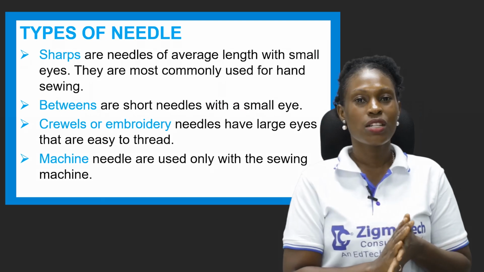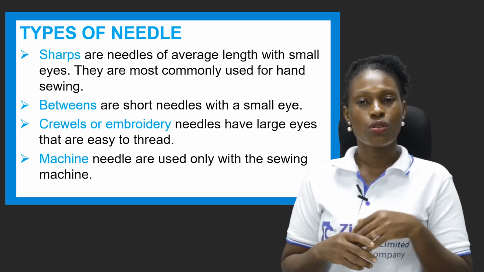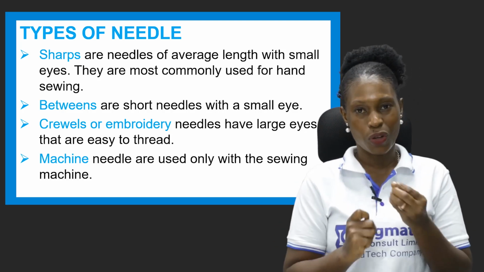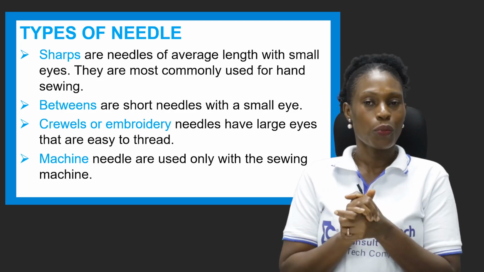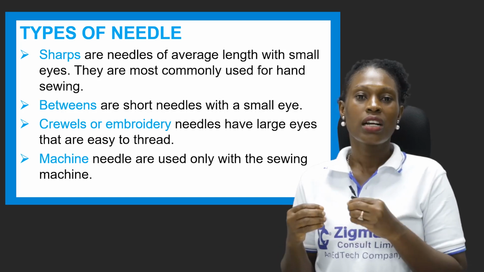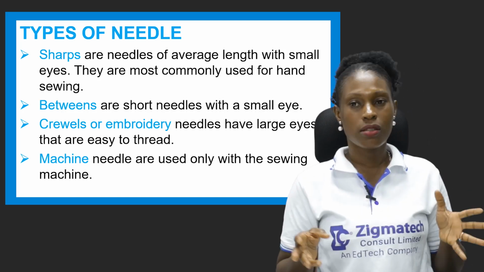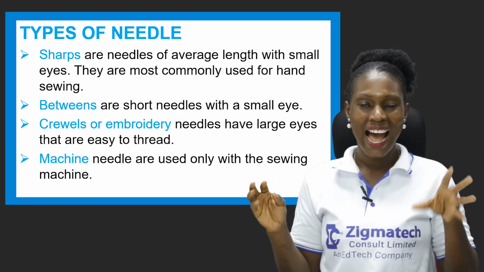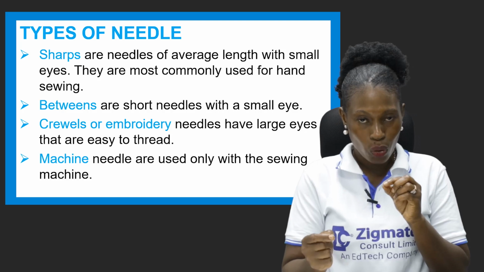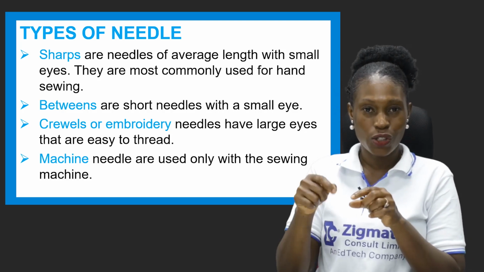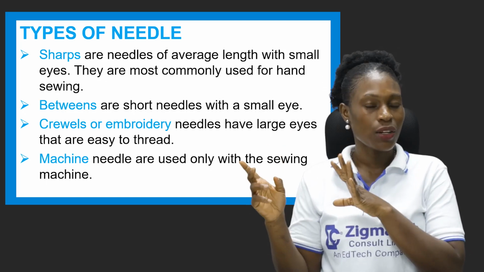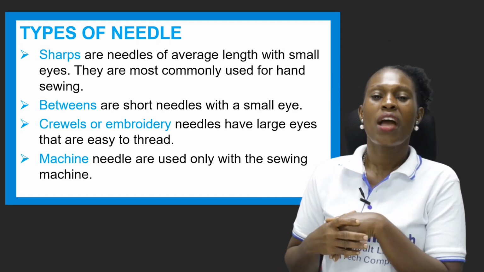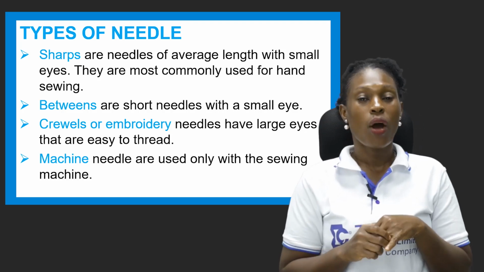Now we have different types of needles. We have sharps. These are needles of average length with small eyes. They're most commonly used for hand sewing. When you have to do your hand sewing, you use that one. Now we have another type of needle called betweens. It's a short needle with a small eye as well. If you've seen a sewing machine, it is used there. It's called betweens.